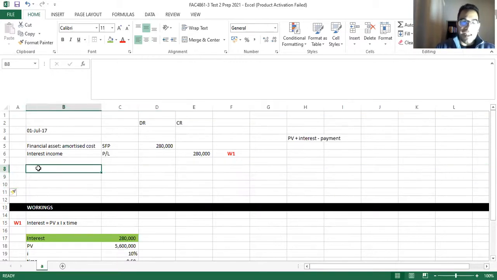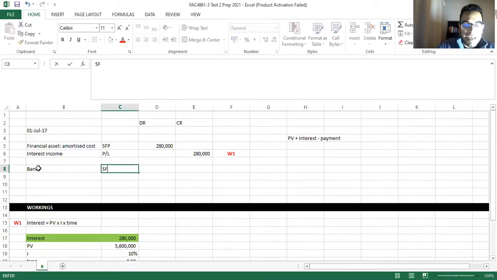So we're selling the asset, so we're making money. Money is increasing. The account we take money to is called bank. Bank is an asset. An asset increases on the debit side. So we're going to debit bank. Bank is an asset, so it goes against SFP. The bank amount was given to us as 5950.